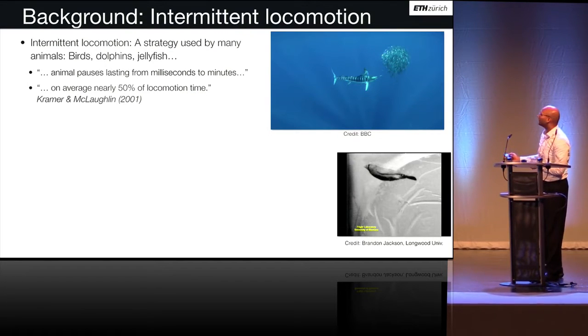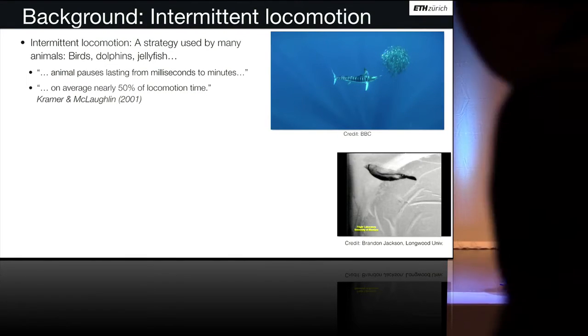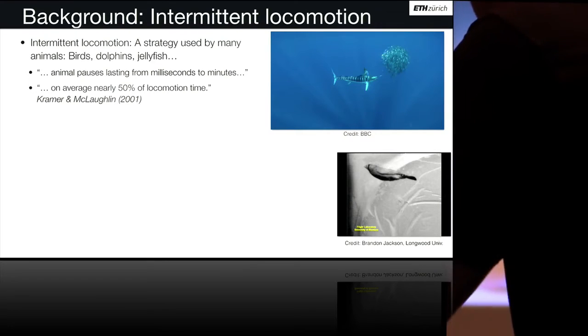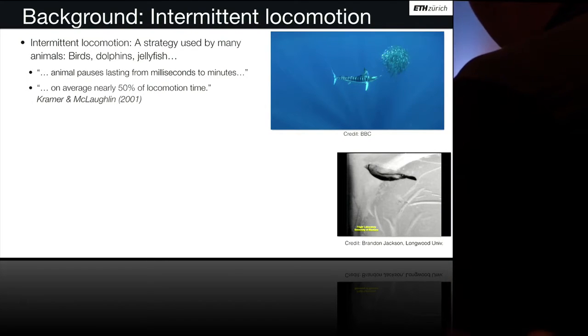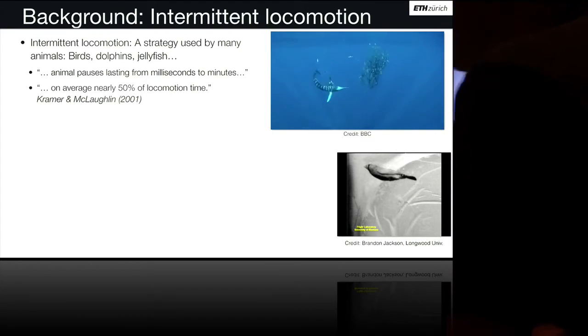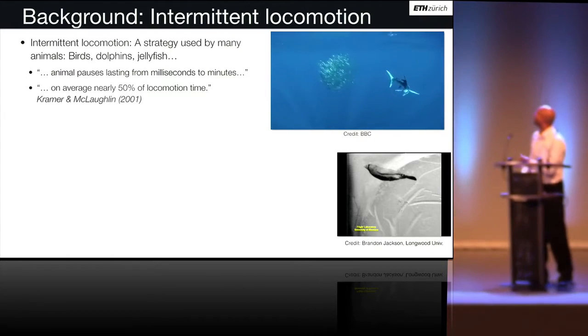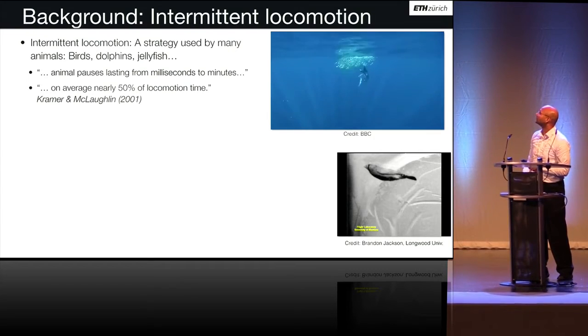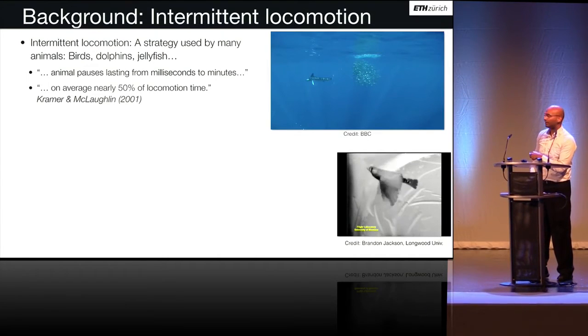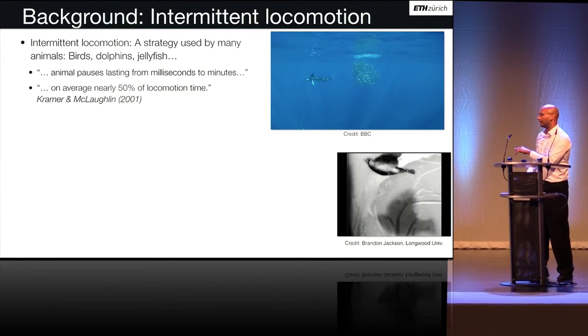Here's a video of a swordfish that's chasing after a small group of fish. And you'll notice that it moves in a quick burst and then glides for a few seconds. So in this case, it's mainly for directional control, but this happens even in birds. Here's a bird flapping its wings, and then it'll fold them in, fly on a ballistic trajectory for a few seconds, and then flap again.